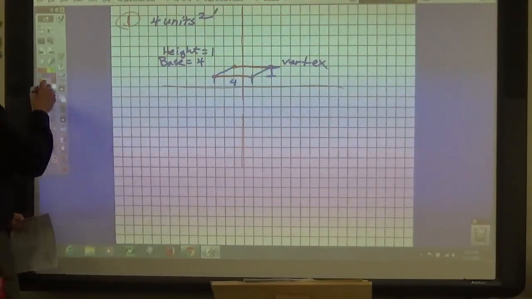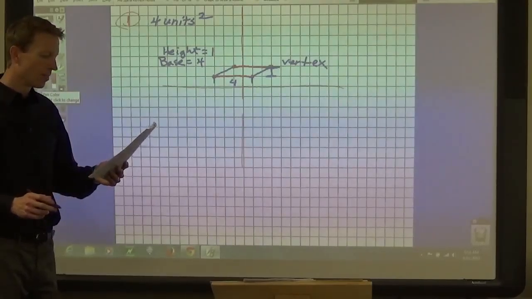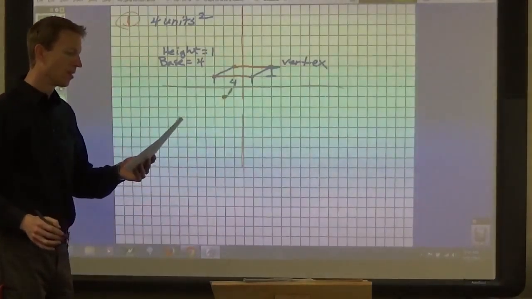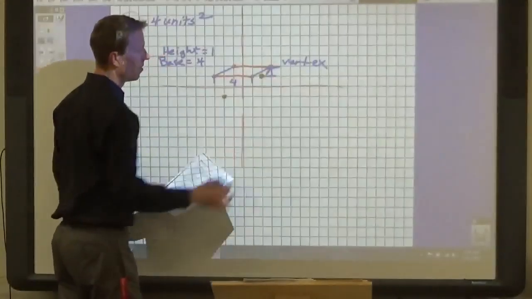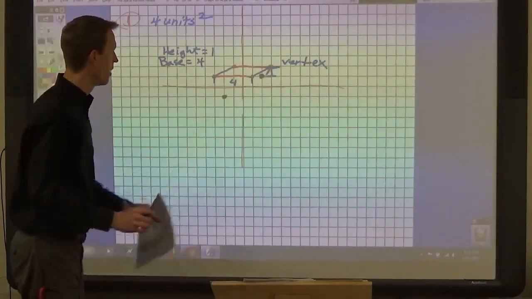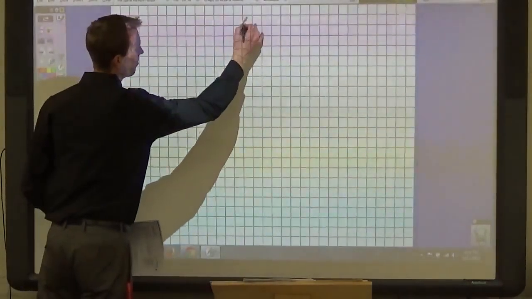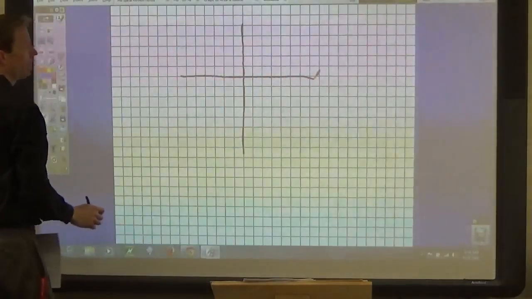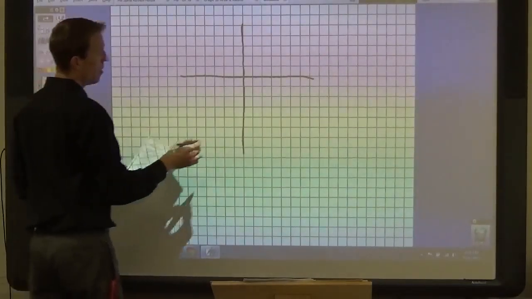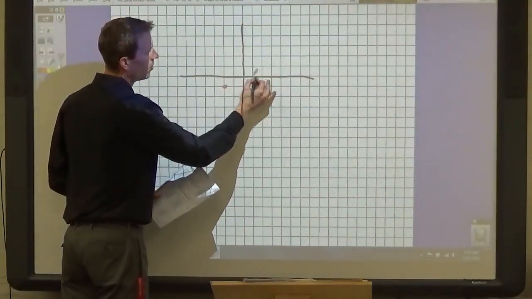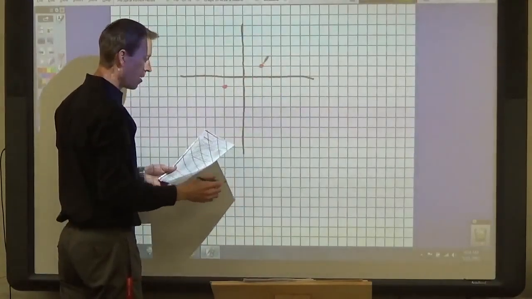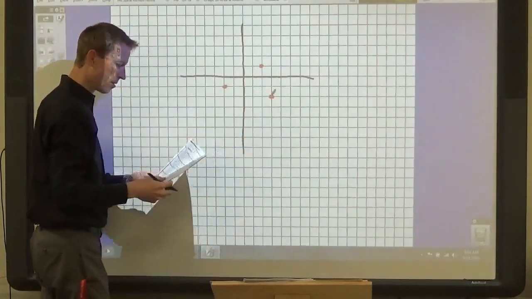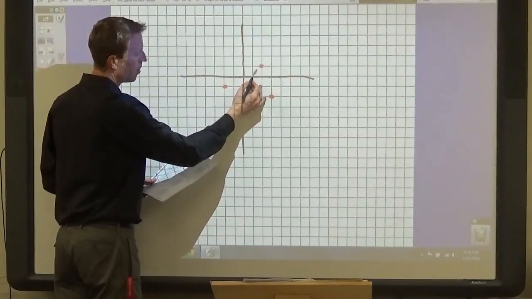Number 2. Let's do number 2. -2, 1. 2, 1. Here we have our coordinate plane. Negative 2, 1, 2, 1, negative 3, negative 2, and 1, negative 2.